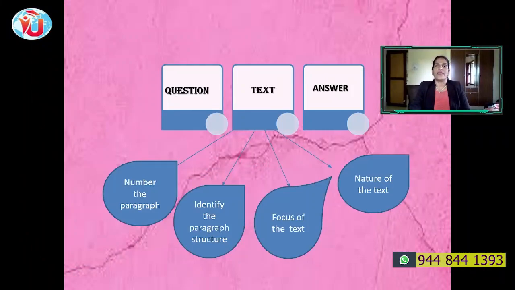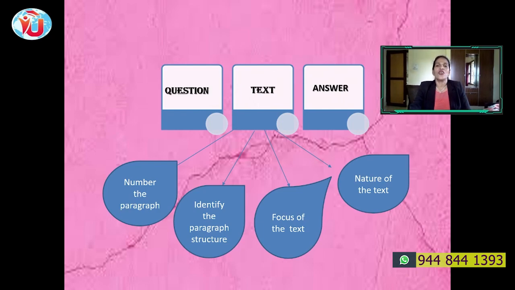Now the QTA method, I said, is nothing but Q stands for question, T stands for text, A stands for answer. Now what do you find in the text? When the questions are given to you, you read the question. Don't go to the answer. If you go to the answer, you will be confused and you may write down the wrong answer, or you may write down the right answer but not the best answer. So I tell you, read the question first, then go to the text.